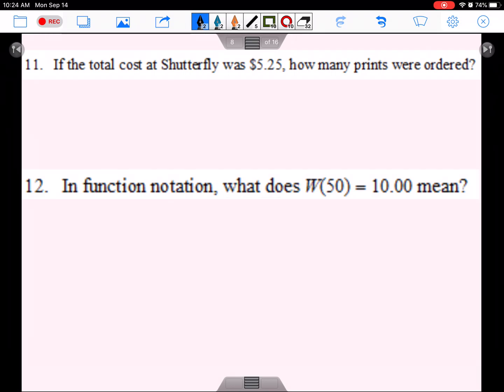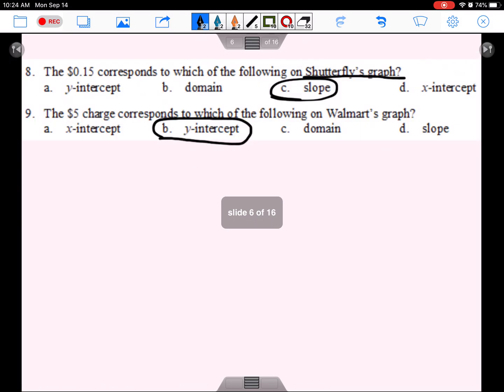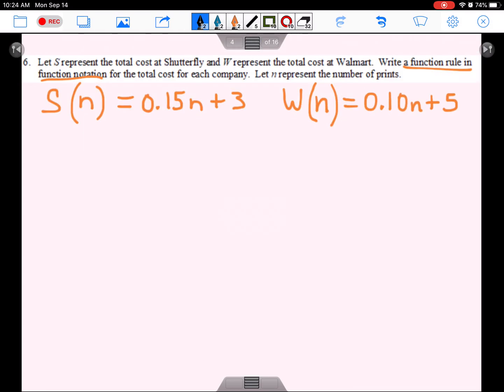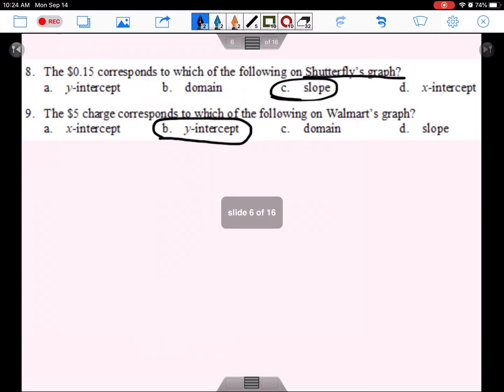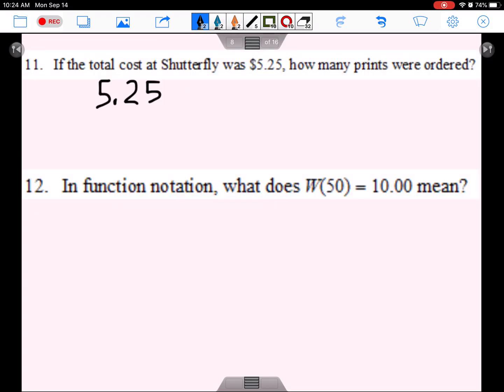Find the total cost at Shutterfly if the total cost is $5.25. So find the number of prints. We're substituting into that S of n function that we built on number 6, and then we're going to solve for n. So replace S of n with $5.25. That's the cost at Shutterfly. And then our expression on the right side was 15 cents times the number of prints plus $3.